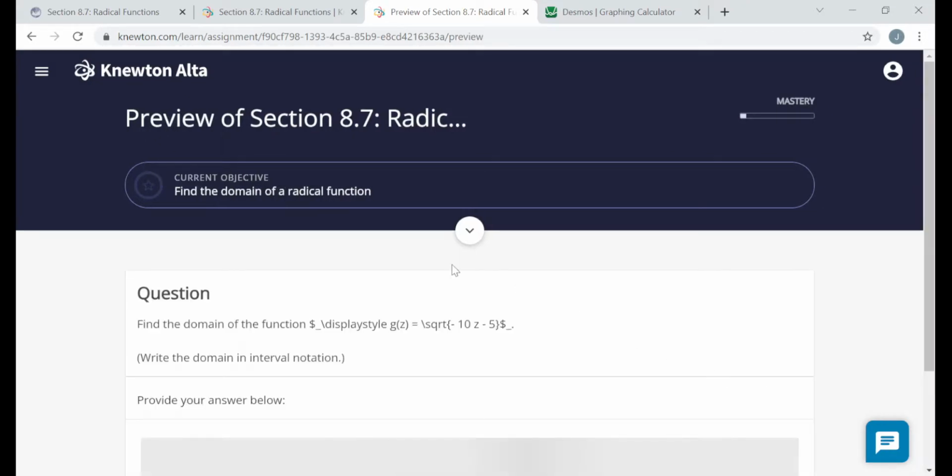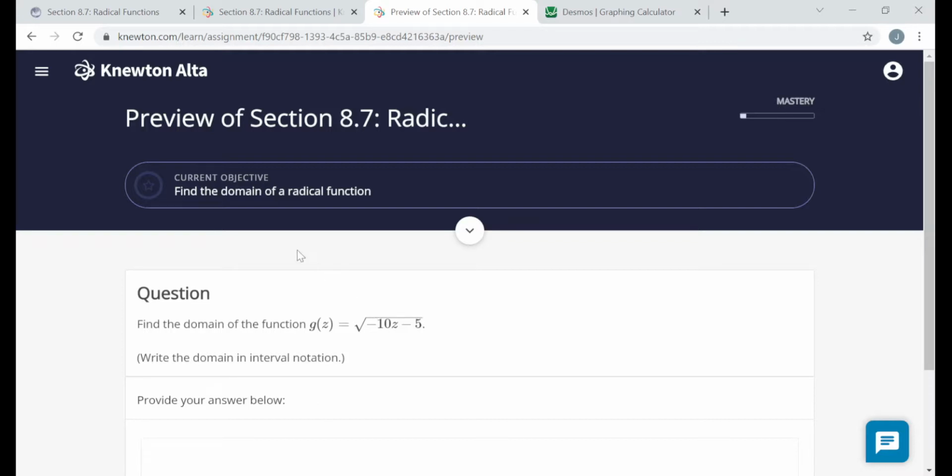All right, the next question is on the objective, find the domain of a radical function. Now, hopefully you remember domain, right? Domain is the set of all the allowable inputs, all the values that I can plug in for my input variable and get a real number output. So this has to do with, again, the fact that you can't take even roots of negative numbers, because even roots of negative numbers are not real.